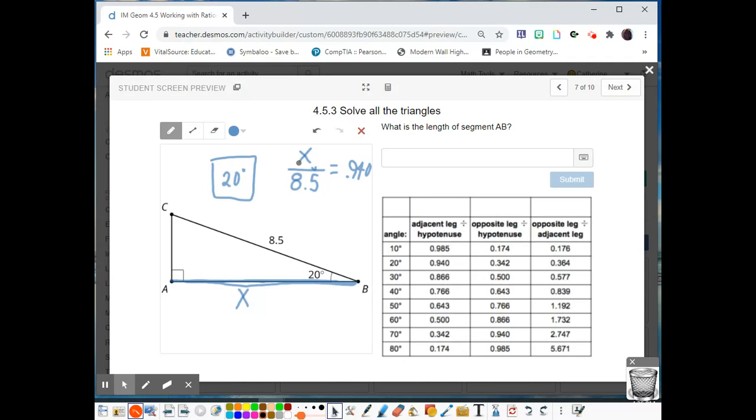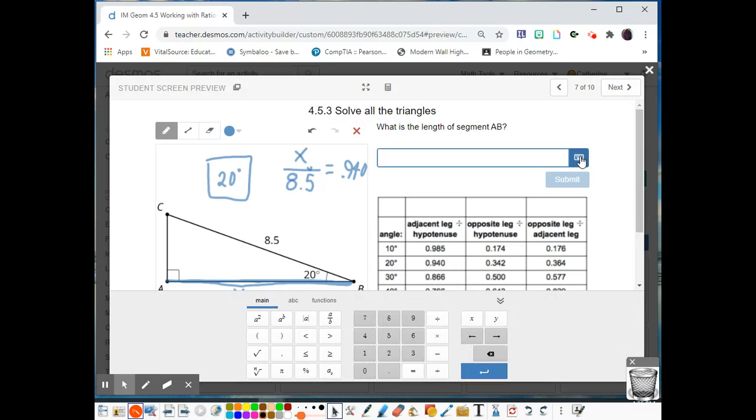So X is going to equal 8.5 times 0.940. So using my calculator, 8.5 times 0.940, it's 7.99, or about 8. We would round that and say, oh, that's about 8. And so that's what I would tell you to submit it as, about 8 units.